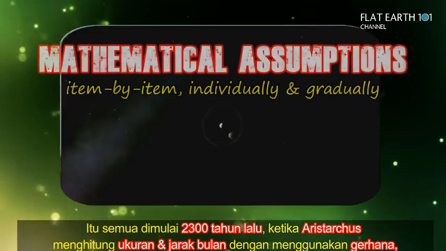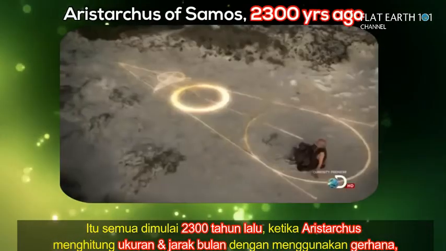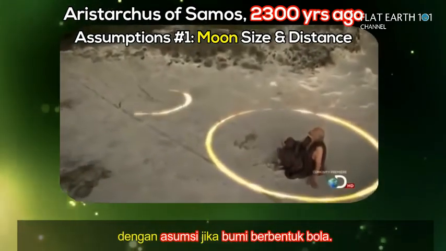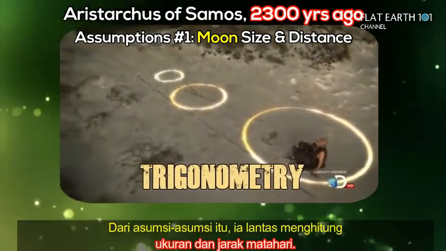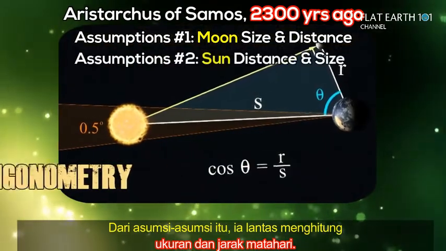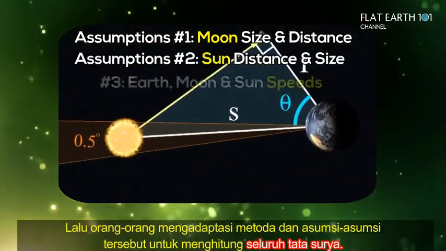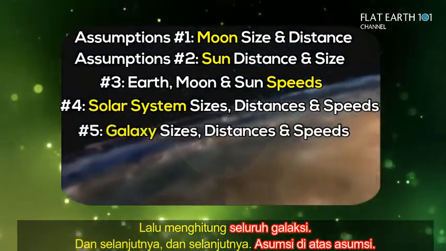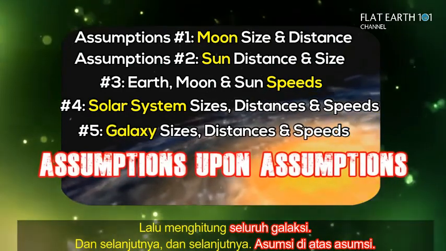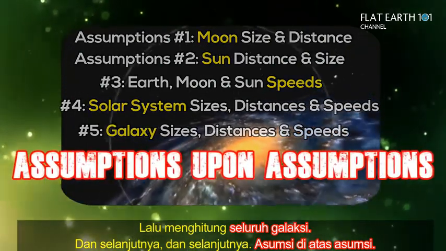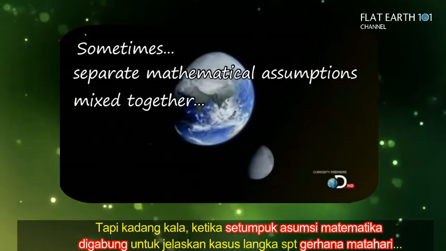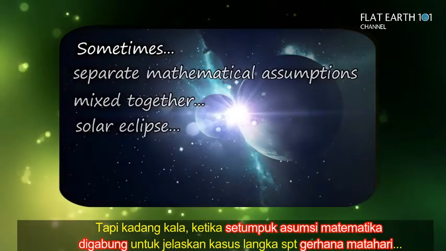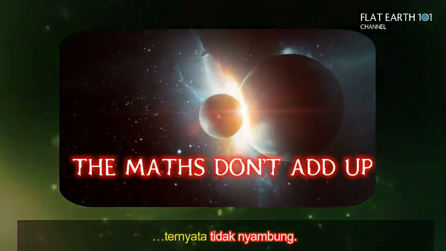It all started 2,300 years ago when Aristarchus calculated the size and distance of the moon using eclipses based on assumptions that the earth was a ball. From those assumptions, he calculated the size and distance of the sun. Then people adapted his method and assumptions to calculate the whole solar system, then the whole galaxy, and so on and so on. Assumptions upon assumptions. But sometimes, when a bunch of mathematical assumptions mix together to explain rare cases like a solar eclipse, they just don't add up.